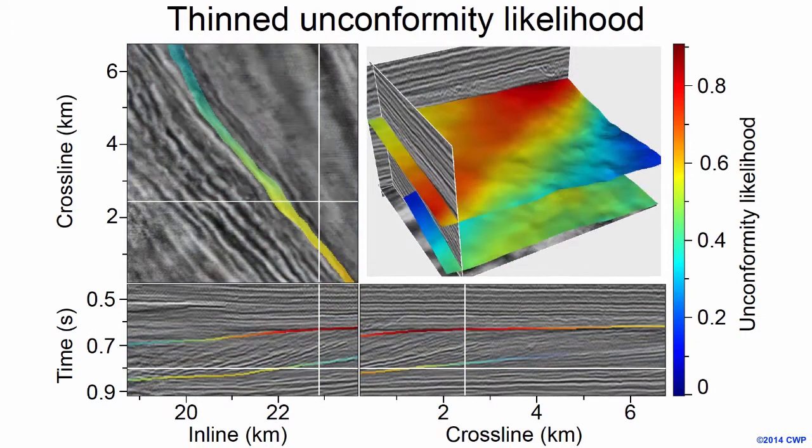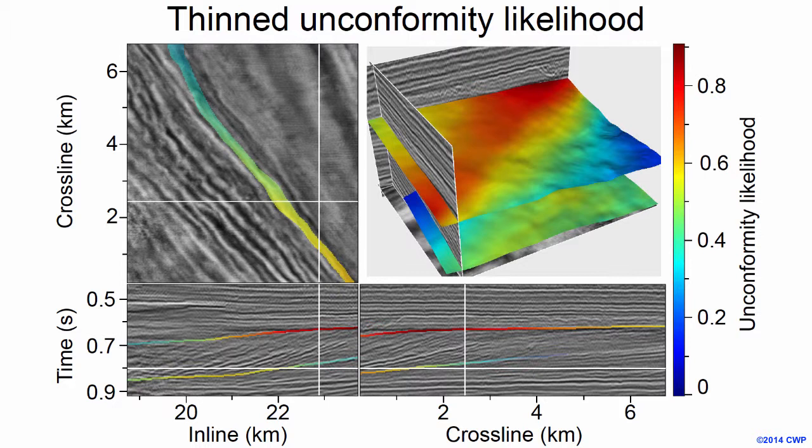Now this is the thin unconformity likelihood image. And again, this thin unconformity likelihood correctly coincides with the unconformities. And for this image, I would like you to pay attention to the image with two colorful surfaces. Here I want to remind you that these two surfaces are not the seismic horizon surfaces that I showed you yesterday. They are actually unconformity surfaces we extracted, computed by using this thin unconformity likelihood.